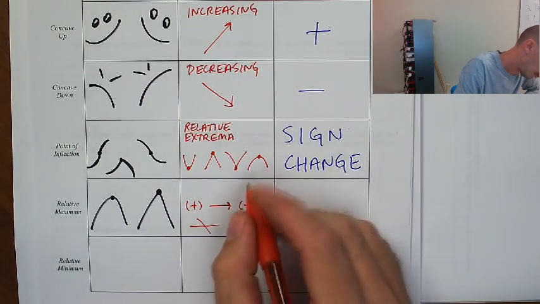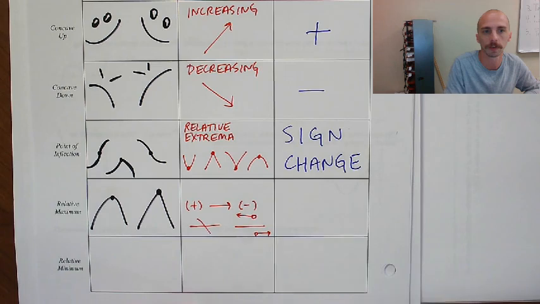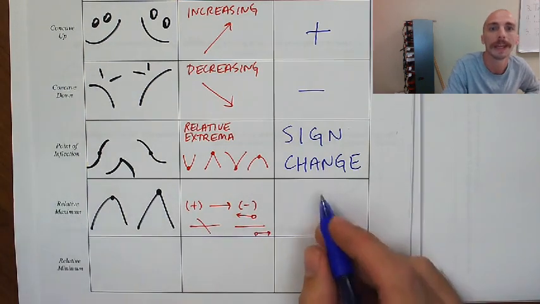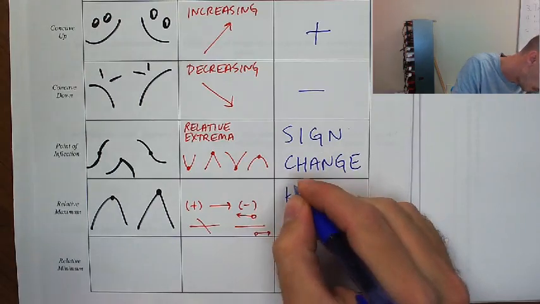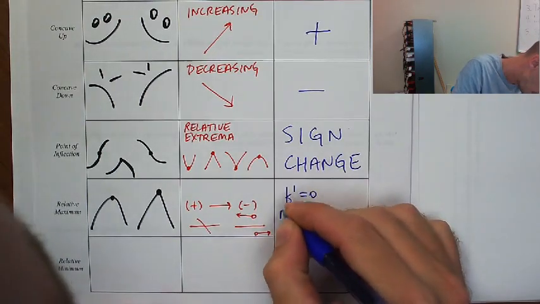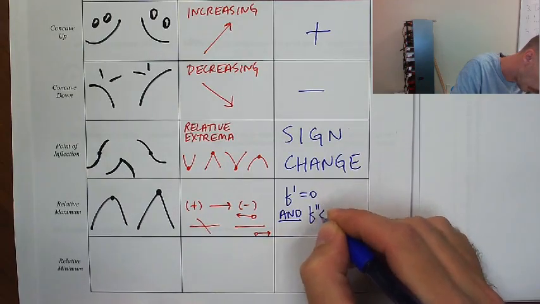Okay, so yeah, I guess I'll say for a relative maximum, if we're going to use the second derivative, that's the second derivative test, we would need f prime equal to 0, and we need both of these things, f double prime negative.